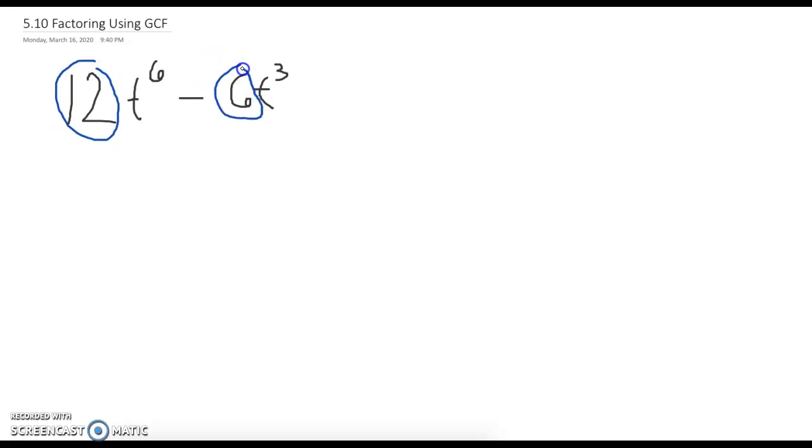We're going to attack this first. These two right here, 12 and 6. The GCF between 12 and 6 is going to be 6. Yes, 2 and 3 are factors, but the greatest factor is 6. So we're going to take 6, and we do parentheses, with the 6 outside. And then what makes 12 from 6? If you multiply it by 2, 2 times 6 is 12.